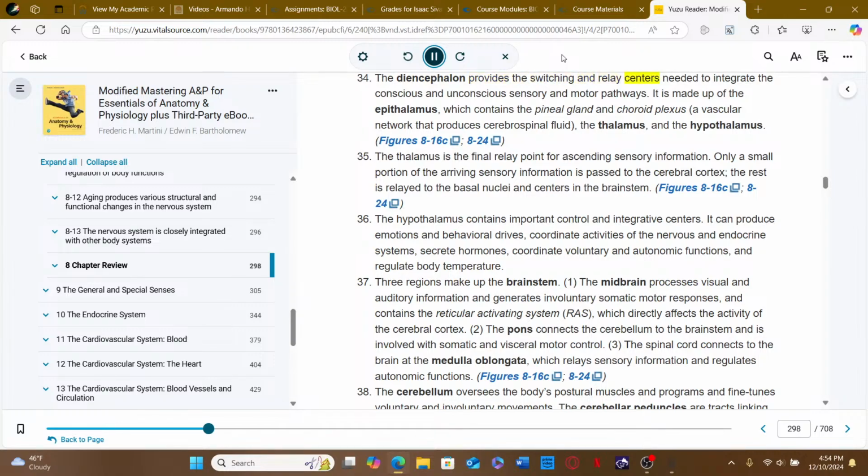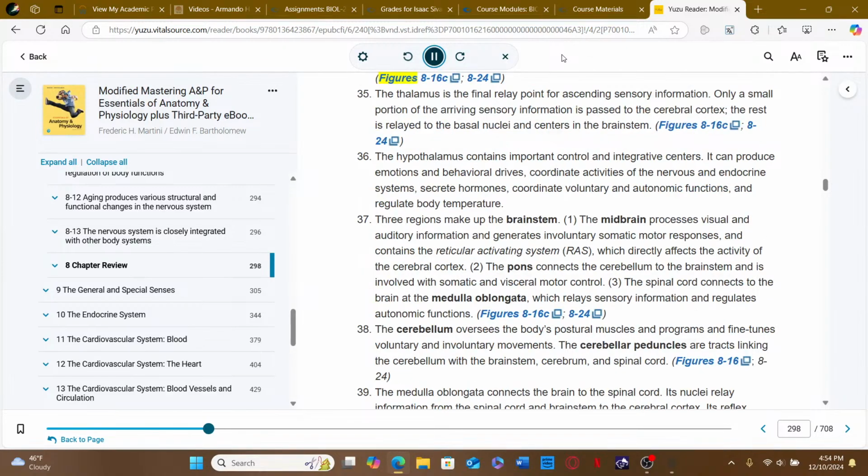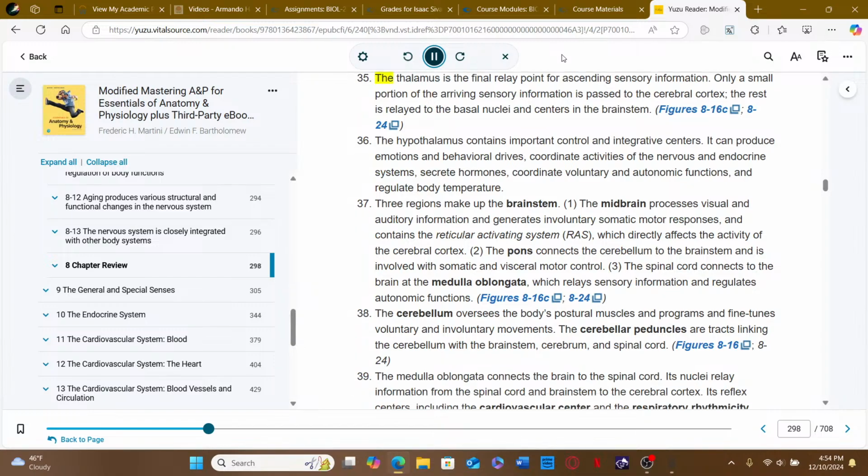The diencephalon provides the switching and relay centers needed to integrate the conscious and unconscious sensory and motor pathways. It is made up of the epithalamus, which contains a pineal gland and choroid plexus, a vascular network that produces cerebrospinal fluid, the thalamus, and the hypothalamus. Figures 8-16c, 8-24.